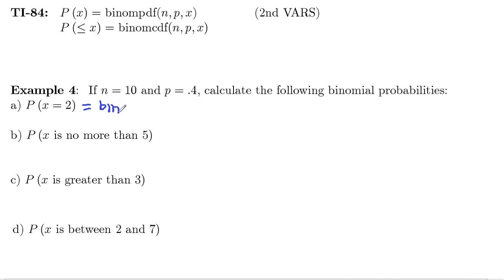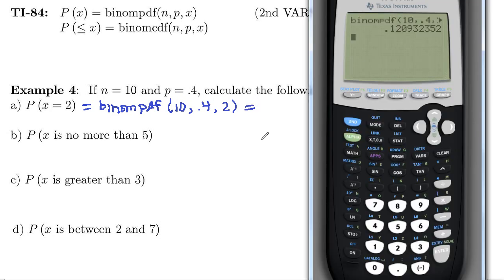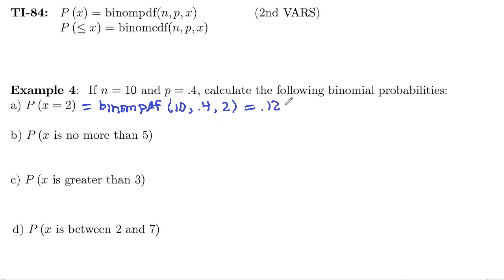So this is Binom PDF, and then it's 10, comma, 0.4, comma 2, and that was 0.1209. Usually do these to 4 decimal places. Okay, so that's for individual values.